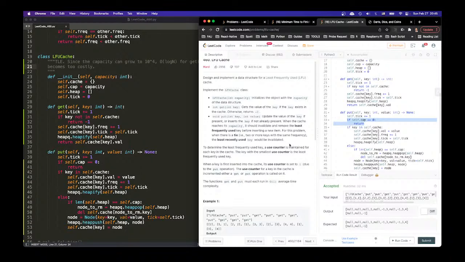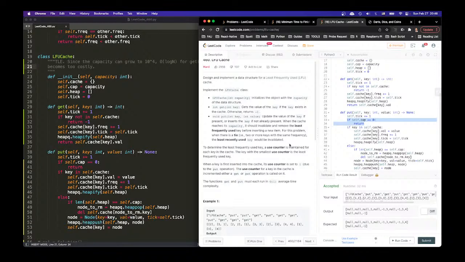When we get from the cache, we always cache the node. So we grab the node, and we also know the frequency, and we go to the hash map. For the get call, because it's a doubly linked list, we don't need a tick, since the tick can be handled by the doubly linked list. Within each frequency, we use the same LRU cache, an LRU cache for each frequency.